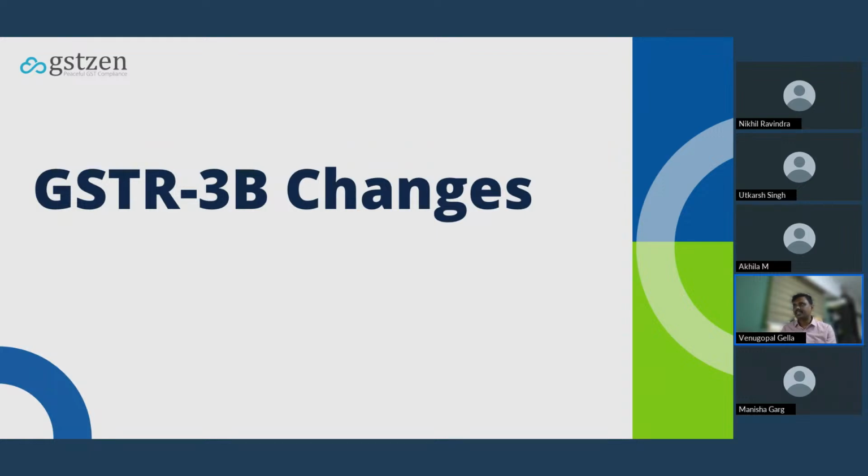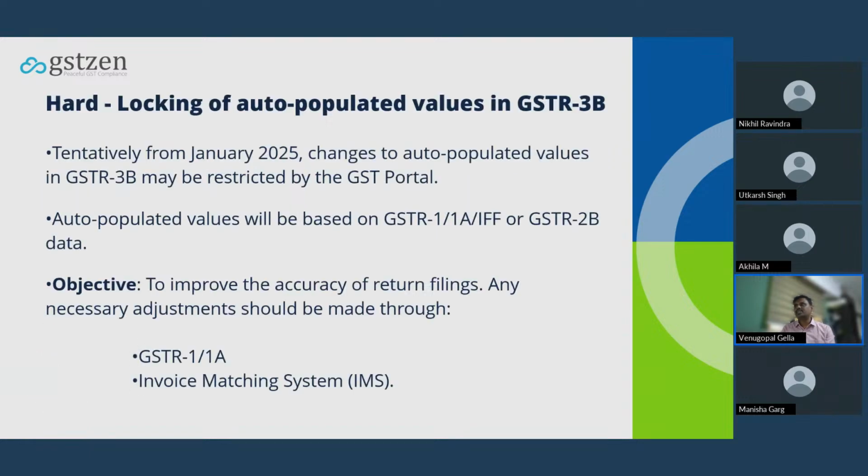So what are the 3B changes which are coming? Now the portal said they will be locking. We will have to wait. So auto-populated values based on 1A, IFF will be locked. So in 3B, you will not be able to edit it. I don't know when. Initially they said January, but we have to wait and see till when they would be making it mandatory to be locked.